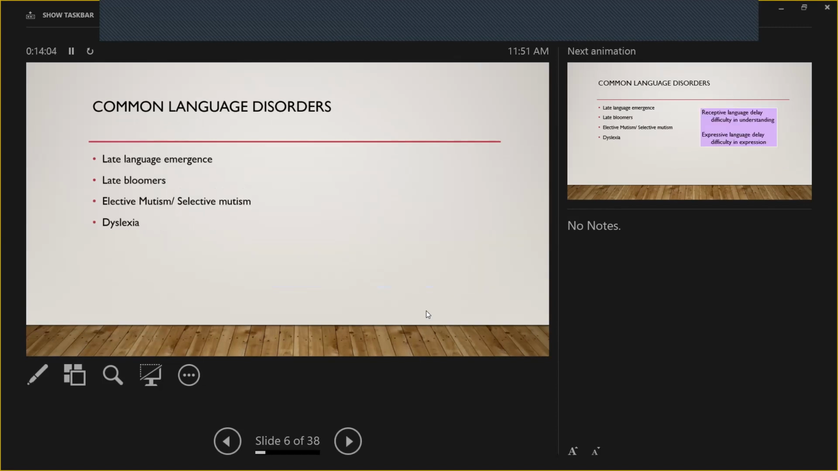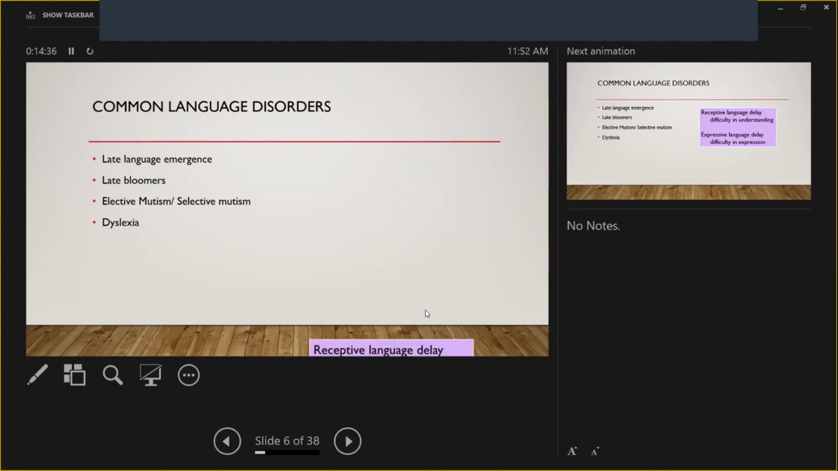Then language disorders, there are 4 common language disorders. One is called late language emergence. Second one is called late bloomers. This you might have heard that in villages, they know that sometimes who will have a slightly delayed speech, boys or girls? Yeah, boys, right? There's a common thing where some people will know that, okay, that is normal, right? Late bloomers. Elective mutism or selective mutism and dyslexia.